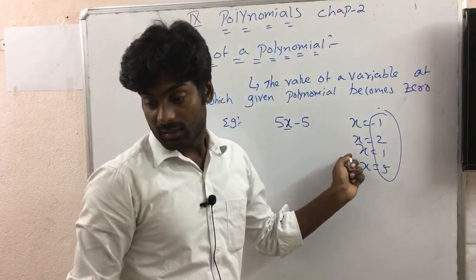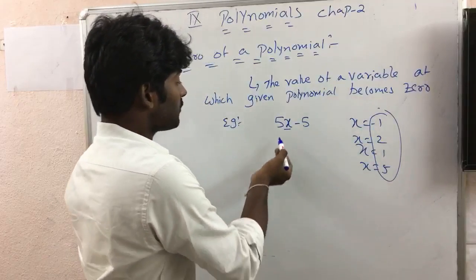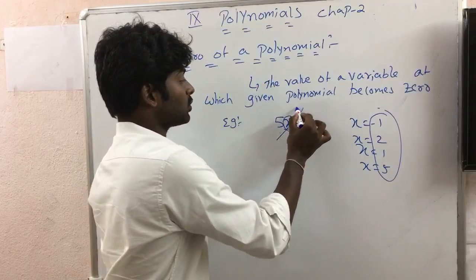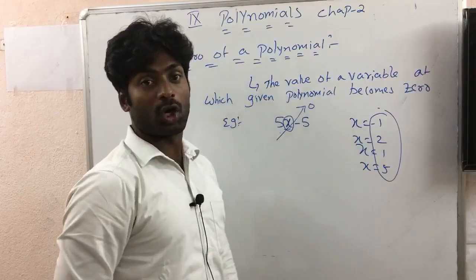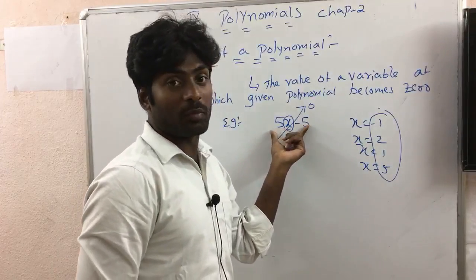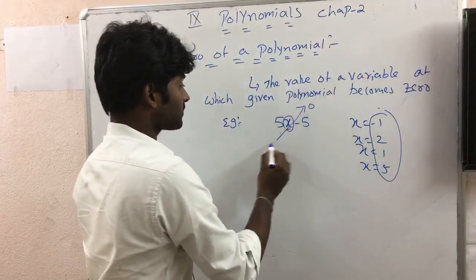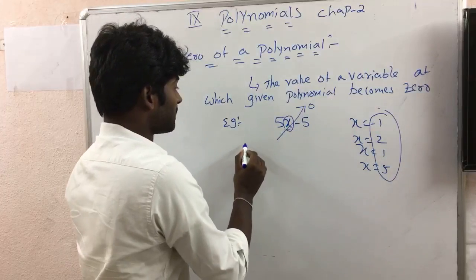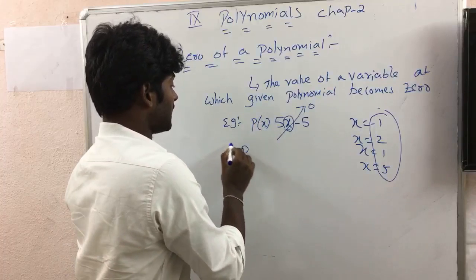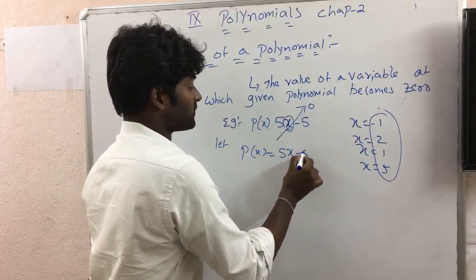Okay, I can choose any value for x. For what value of x does the entire polynomial become 0? That value of x is said to be the zero of the polynomial 5x minus 5. See, if I place minus 1, let the given polynomial p of x equal 5x minus 5.